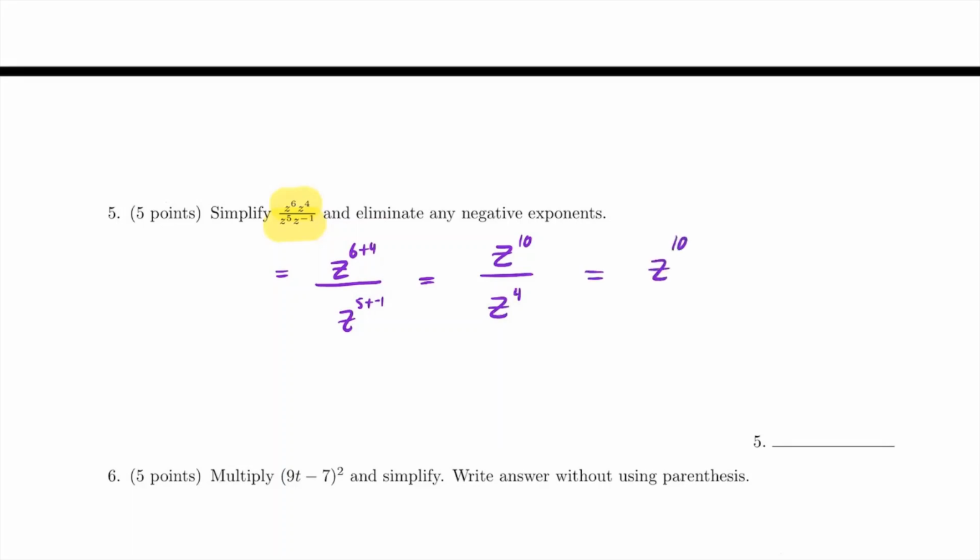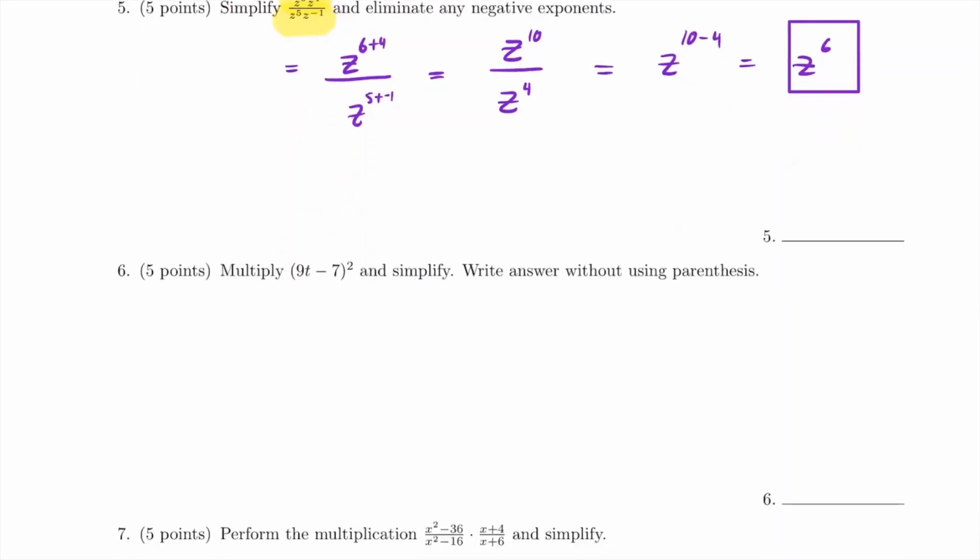So this is z to the 10 minus 4. And that gives us our final result as z to the 6. So this is the final result for this form. Here's another problem, number 6.